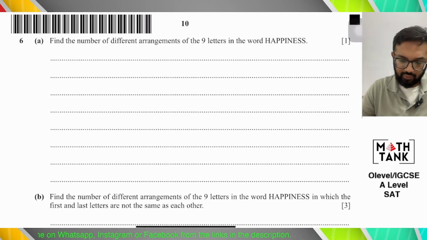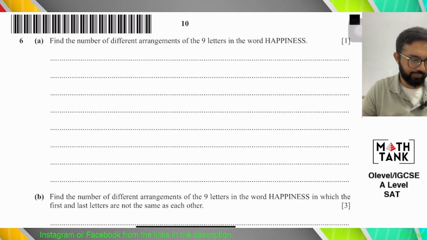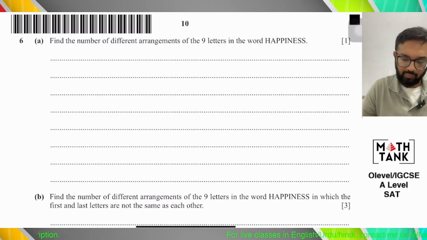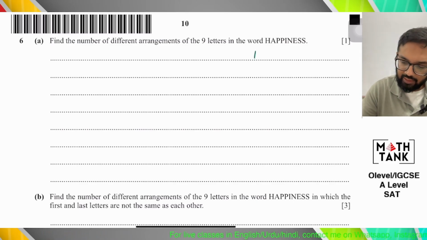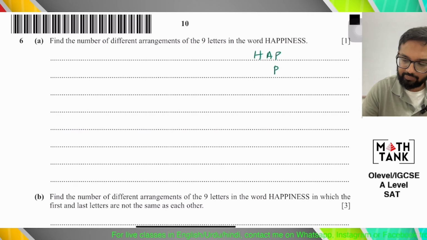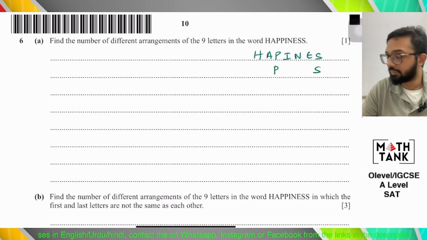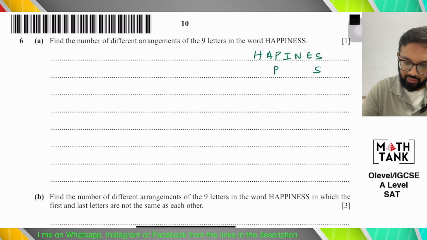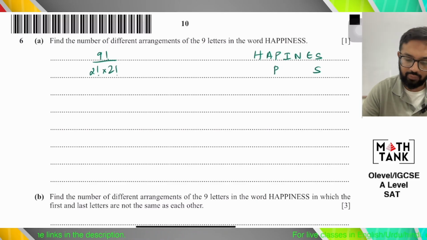Then we have permutations and combinations. Let's see that. Okay, arrangements of the letters of happiness. So 9 factorial over 2 factorial, 2 factorial. That's easy. That should give you 90720.